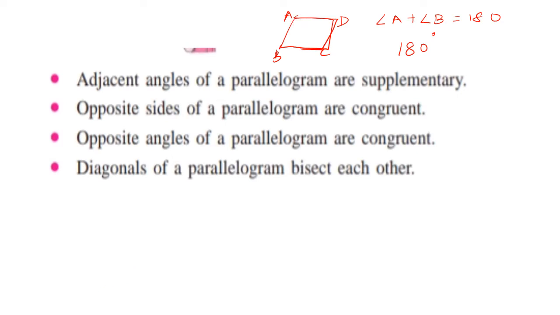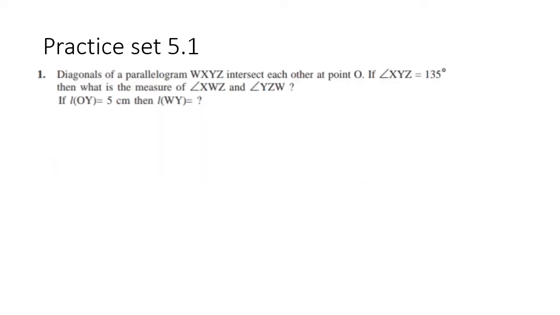Then opposite sides of the parallelogram are congruent, opposite angles of the parallelogram are congruent, and the diagonals of the parallelogram bisect each other. These are all properties we need to keep in mind for solving the exercise. So practice set 5.1, the first sum says: diagonals of the parallelogram WXYZ intersect each other at point O. If angle XYZ is equal to 135 degrees, then what is the measure of angle XWZ and angle YZW? If the length of OY is 5 centimeters, then find the length of WY.